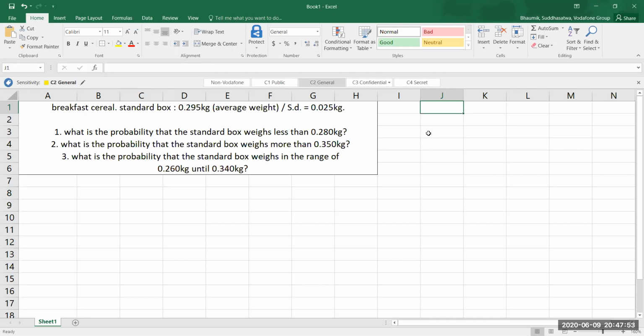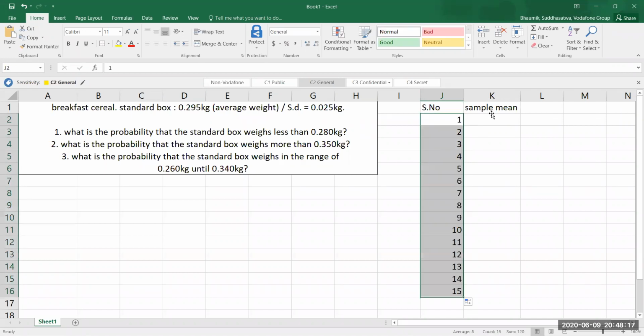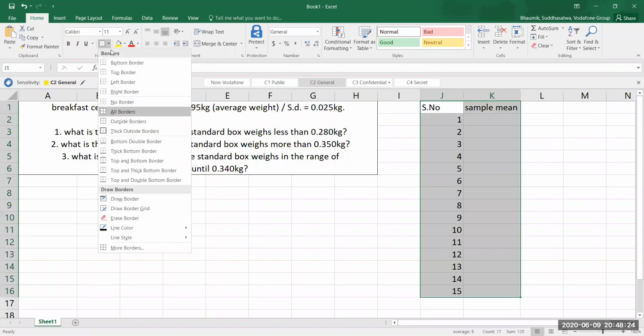What I mean by that is I'm taking the sample mean of all the samples. Let's say I have 20 samples, or maybe I can insert a row here, and then I'm going to say serial number. So serial number is basically the item number that I've given it. Let's say I have 15 samples, so basically I have 15 boxes of the cereals that I've taken.